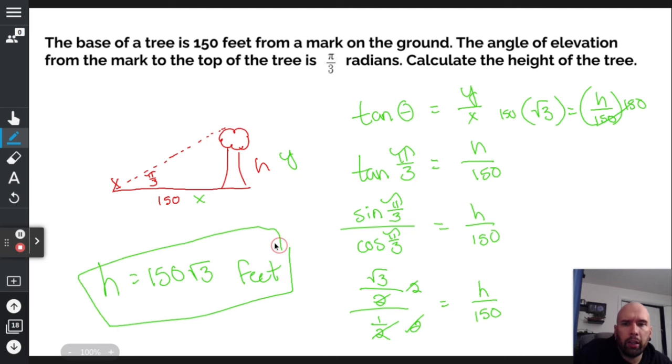I don't think this is a calculator problem. Good job drawing the box. Nope, no calculator, so we're going to leave it like that.